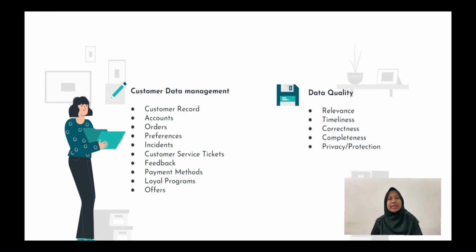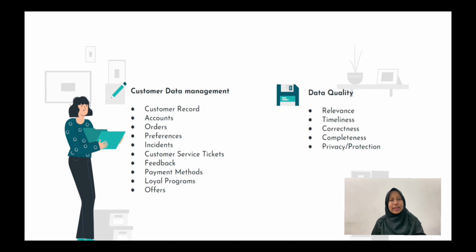The first one is relevance: data that is useful to support processes, procedures, and decision making. Second, timeliness: data is created, updated, and deleted quickly. The third one is correctness: data is free of errors, omissions, and inaccuracies.